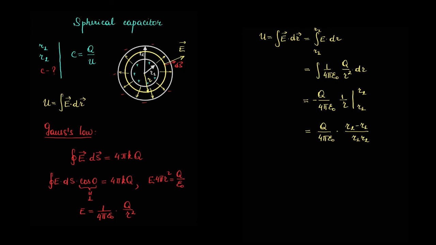Then the capacitance C is given by this formula, Q over U. So now let's calculate it. Q divided by U: in the numerator we have Q multiplied by 4 pi epsilon 0 multiplied by R1 R2, and in the denominator R2 minus R1. Cancelling Q, we get 4 pi epsilon 0 multiplied by R1 R2 divided by R2 minus R1. So this is the capacitance of a spherical capacitor, and it only depends on the radii of the inner and outer shells.